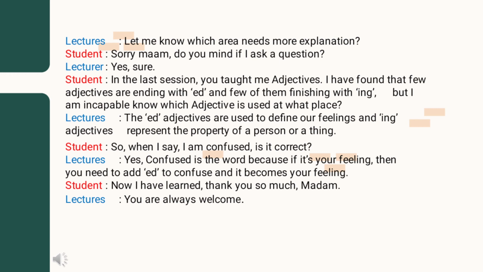Yeah, sure. In the last session, you taught me adjectives. I have found that a few adjectives end with -ed and a few of them finish with -ing. But I'm unable to know which adjective is used in which place. The -ed adjectives are used to describe our feelings, and -ing adjectives represent the property of a person or a thing.